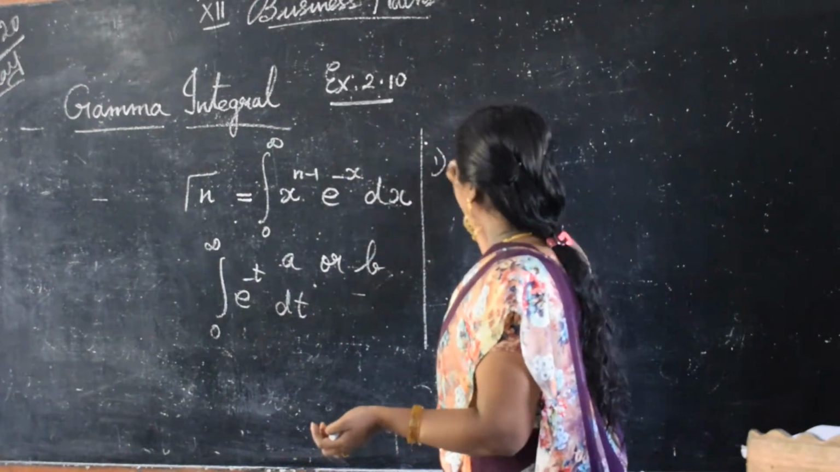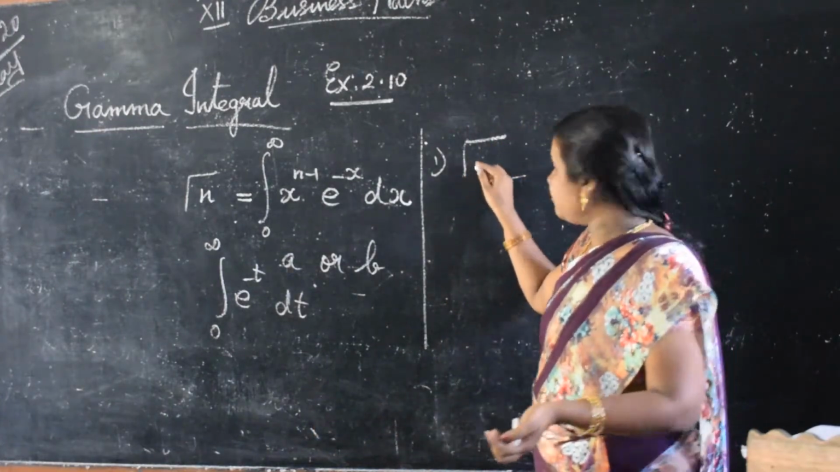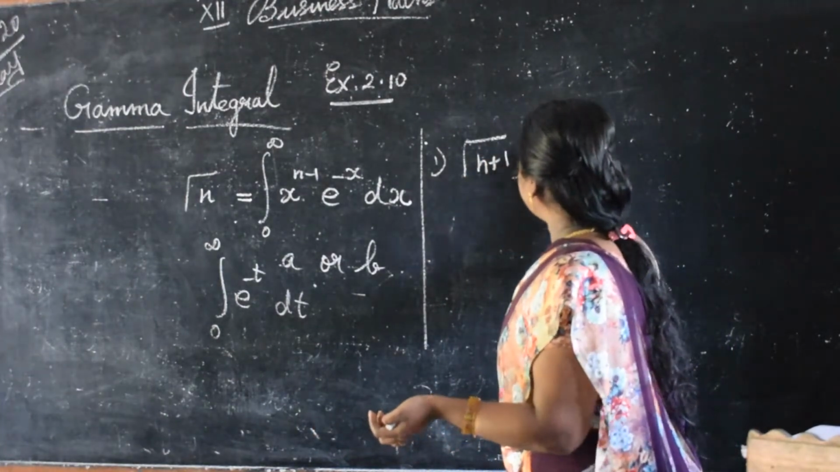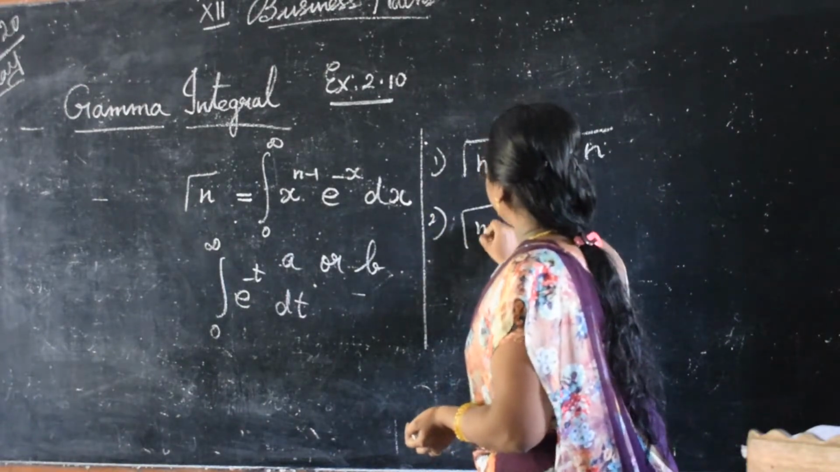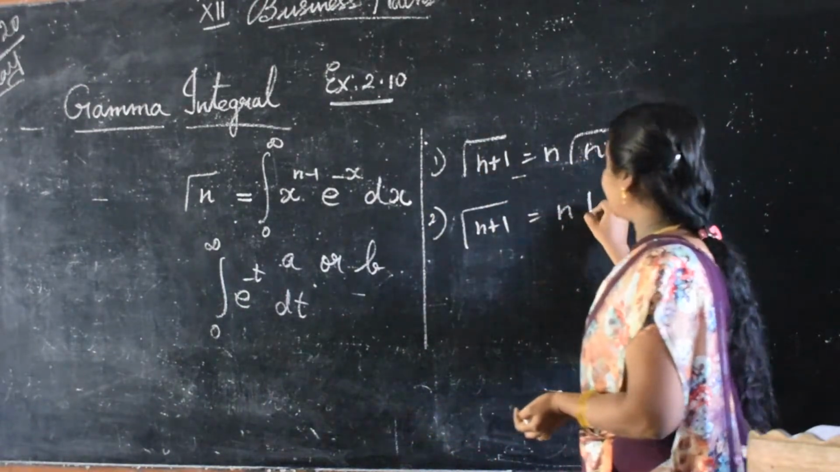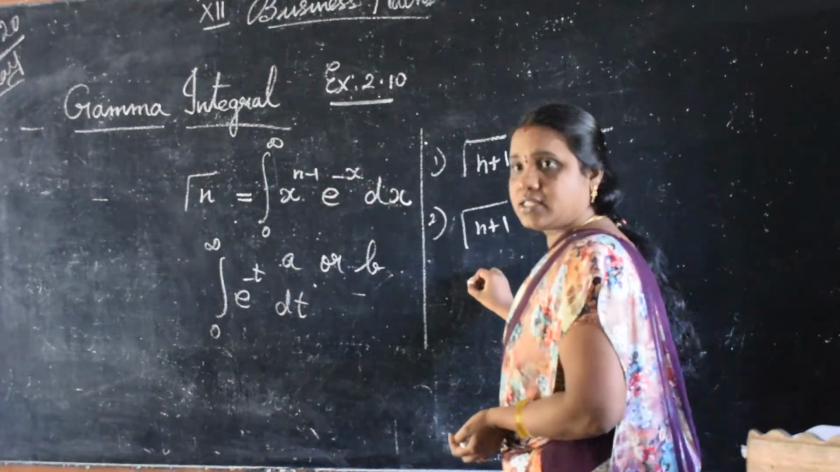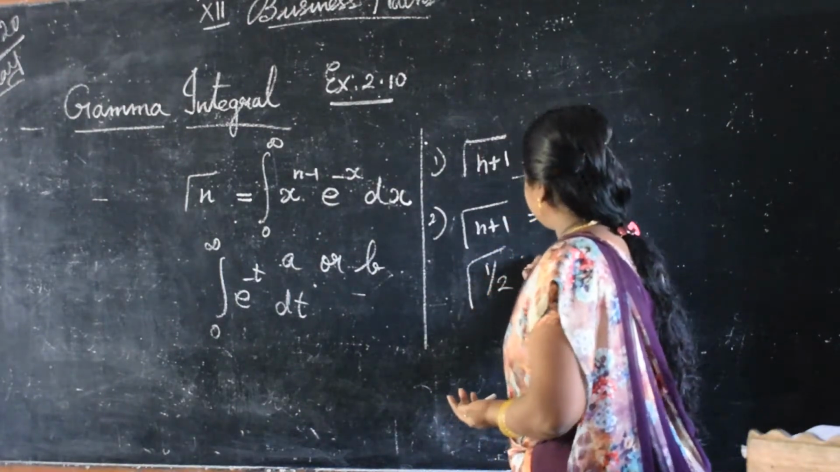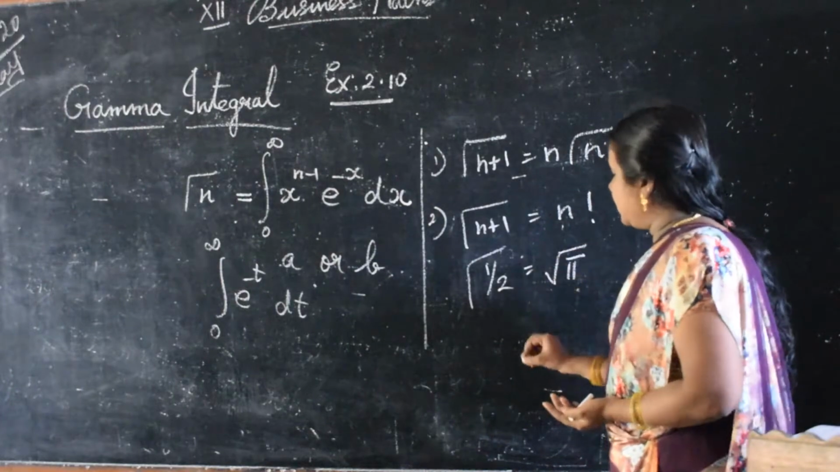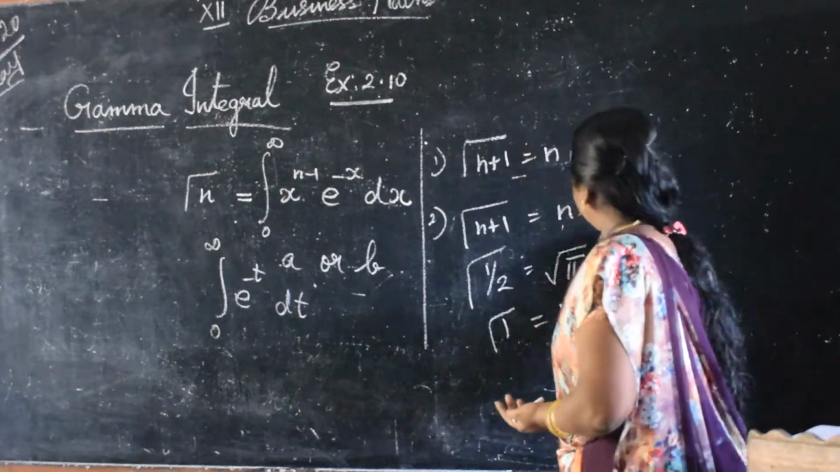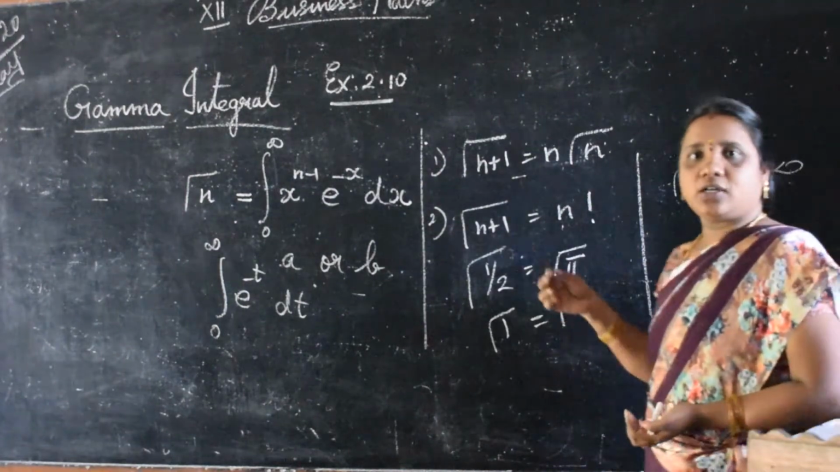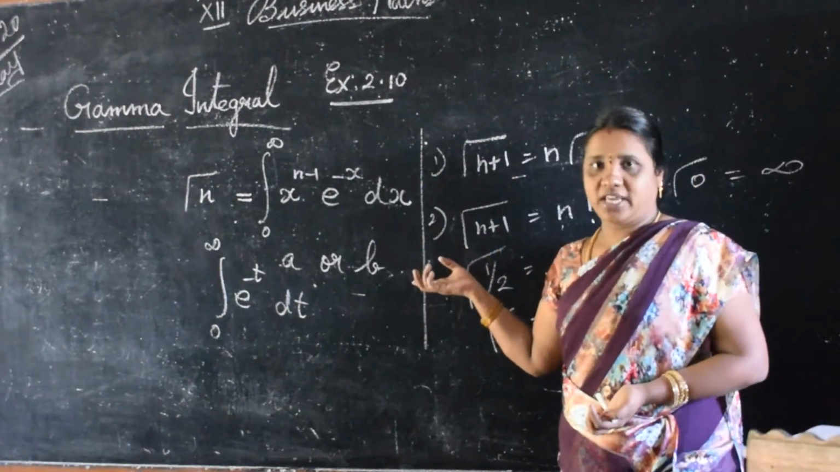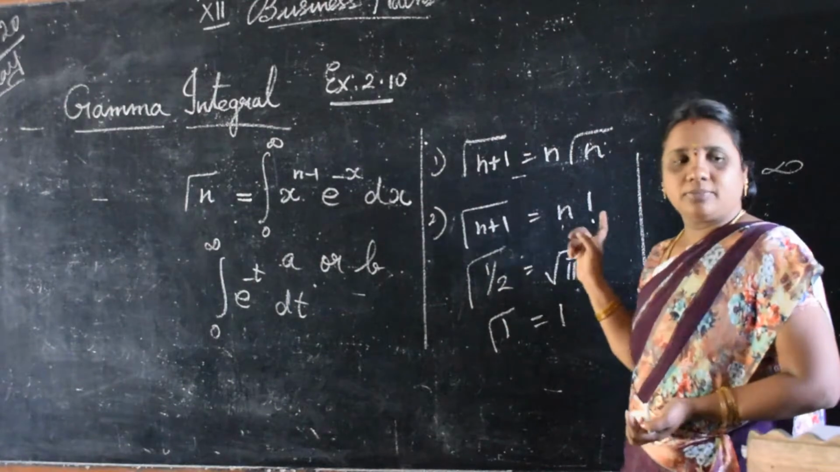This is the gamma symbol. Gamma of n plus 1 is equal to n gamma n. Next one is gamma of n plus 1 is equal to n factorial. Next one is gamma of 1 by 2 is equal to root pi. Gamma 1 is equal to 1. Gamma 0 is equal to infinity. These are all the properties of the gamma integral. This and that we will use in our problems.